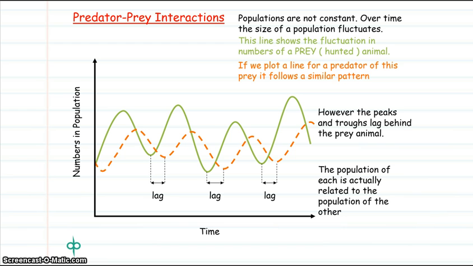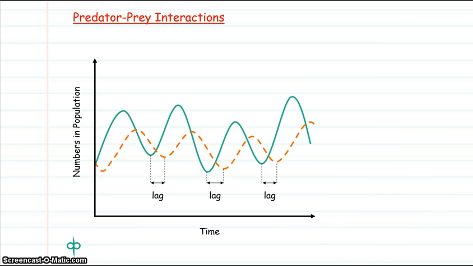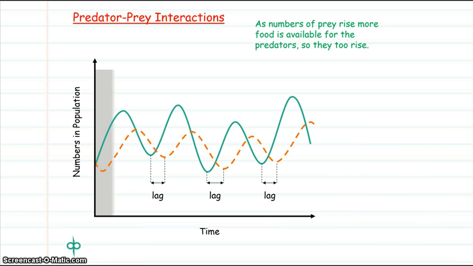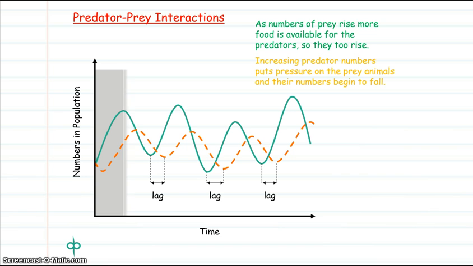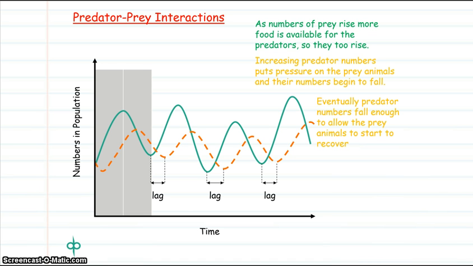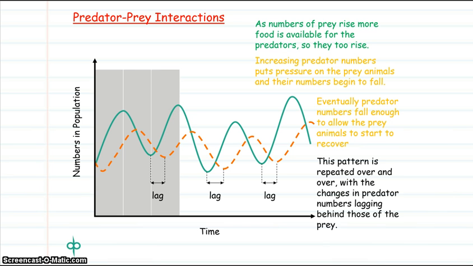The population of each is actually related to the population of the other. As the numbers of prey rise, more food is available for the predators, so they too rise. Increasing predator numbers put pressure on the prey animals, and their numbers begin to fall. Eventually, predator numbers fall enough to allow the prey animals to start to recover. And this pattern is repeated over and over, with the changes in predator numbers lagging behind those of the prey.